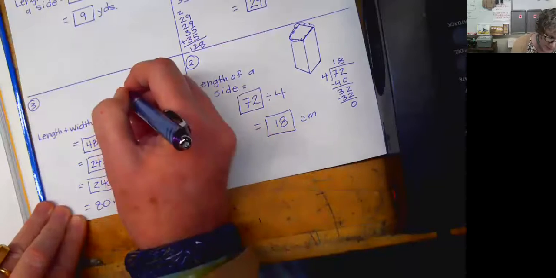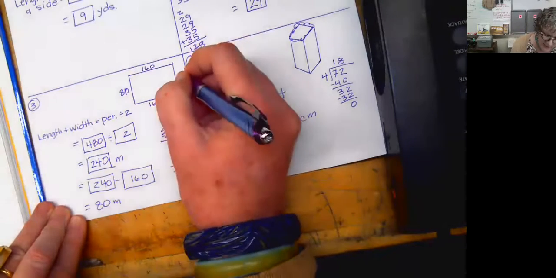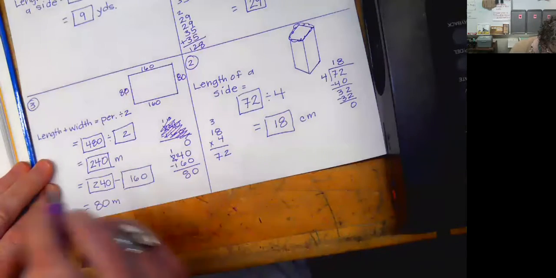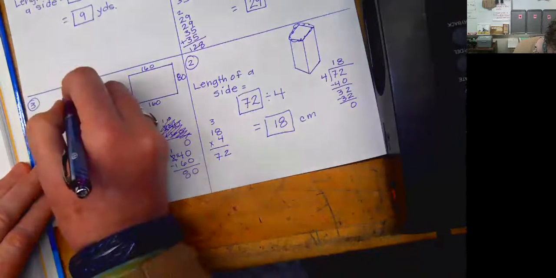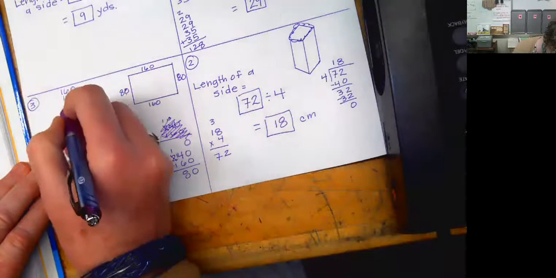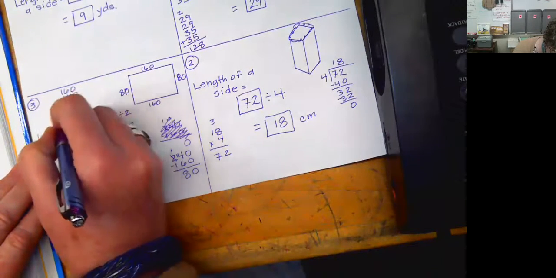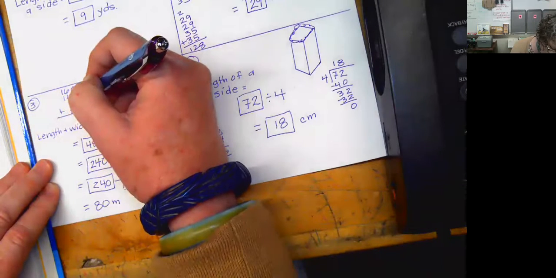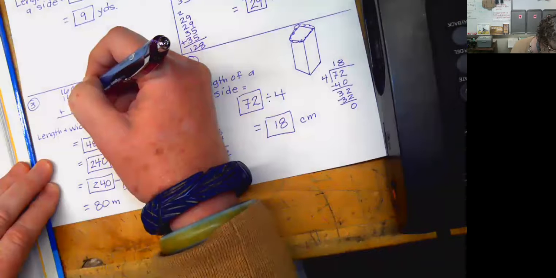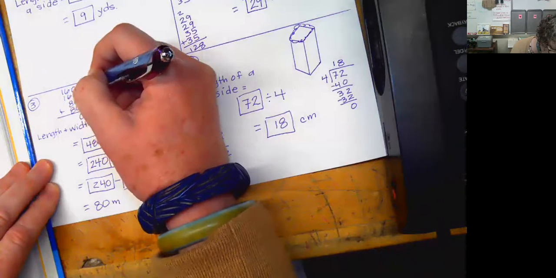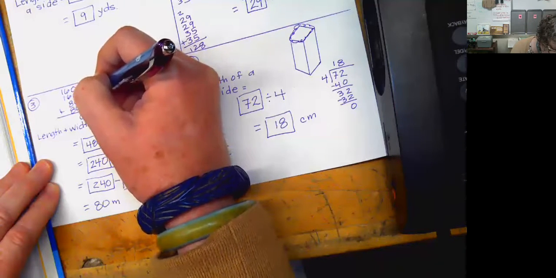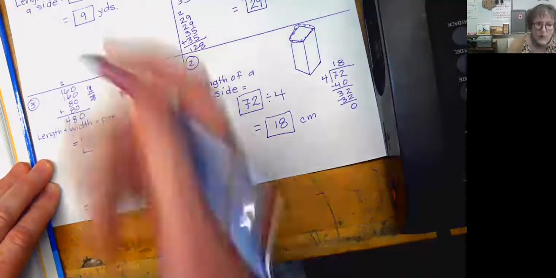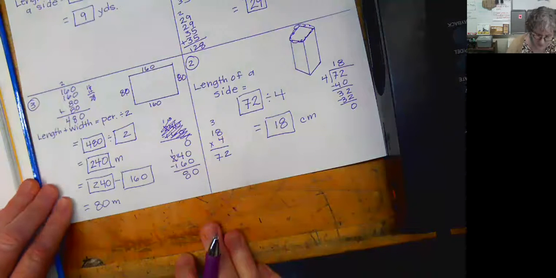And let's double check it. If we put 80 here and 80 here, let's see if when we add it together, it totals up. It should total to be 480. So 160 plus 160 plus 80 plus 80. 8 plus 8 is 16. 16 plus 12 is 28. And I get 480. Perfect.